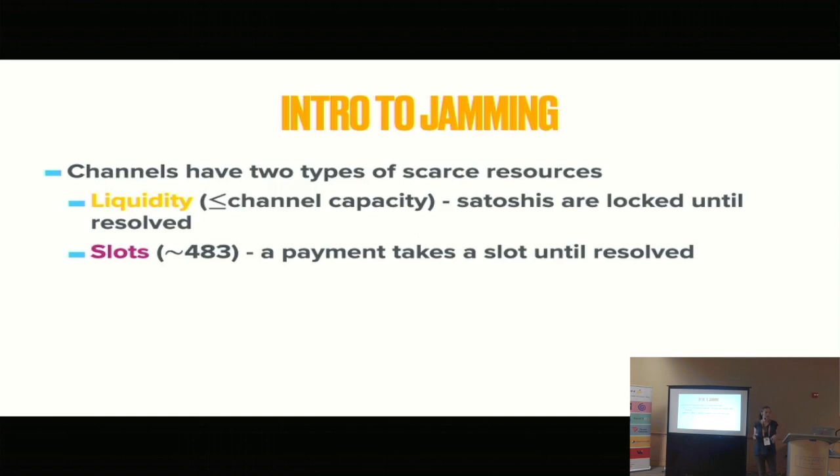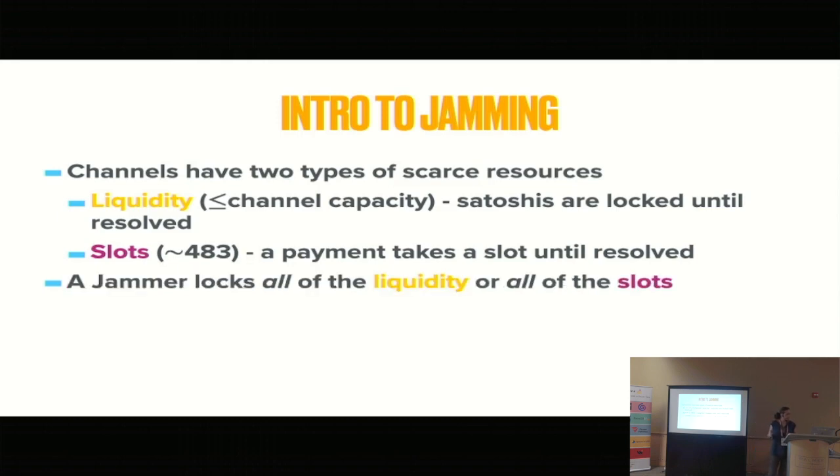So in general, we have about 483 slots per channel. You can push this number a bit higher, but at the end, it's a limited number. Each HTLC needs its own slot. So if I go and send 483 payments, HTLCs over a standard channel, and don't release them, nothing else can go through it. So generally, a jammer trying to ruin a channel will take up either all of the liquidity or all of the slots. And this difference is going to be important a bit later on, because this is quite different from the behavior of an honest payer trying to send payments.